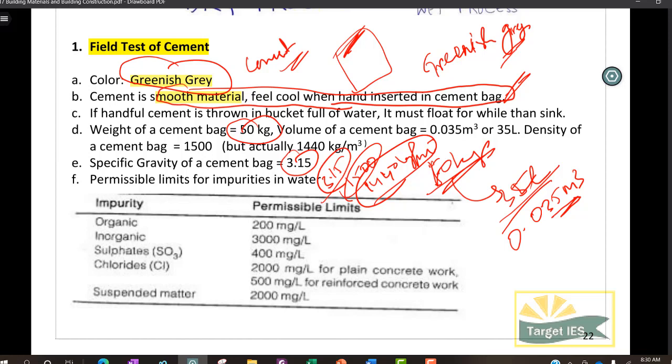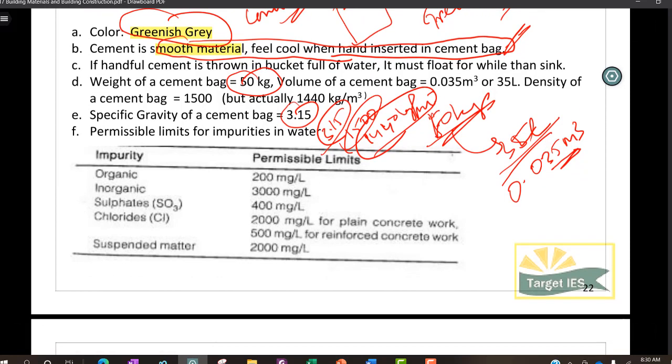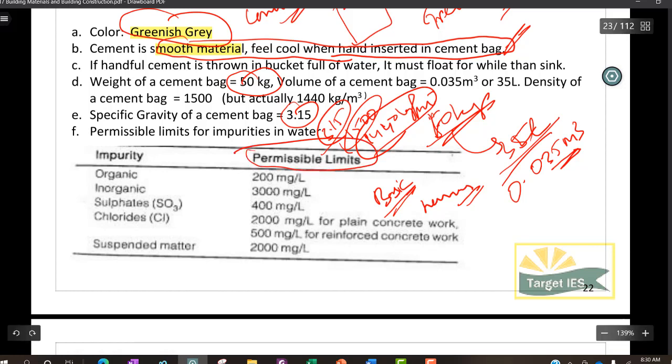And whenever you are using water to make this cement paste, make sure that the water you are using is of good quality. A basic rule: the water that is good for humans to consume is good for making concrete. If you can drink that water, you can use it for making concrete. Simple thing. Or making that cement paste. So what are the permissible limits of the water you are using? For organics, it should not cross 200 mg per liter. Inorganic content should not be more than 3000 mg per liter. Sulfates should not be more than 400 mg per liter. Chlorides should not be more than 2000 mg per liter for plain cement work.